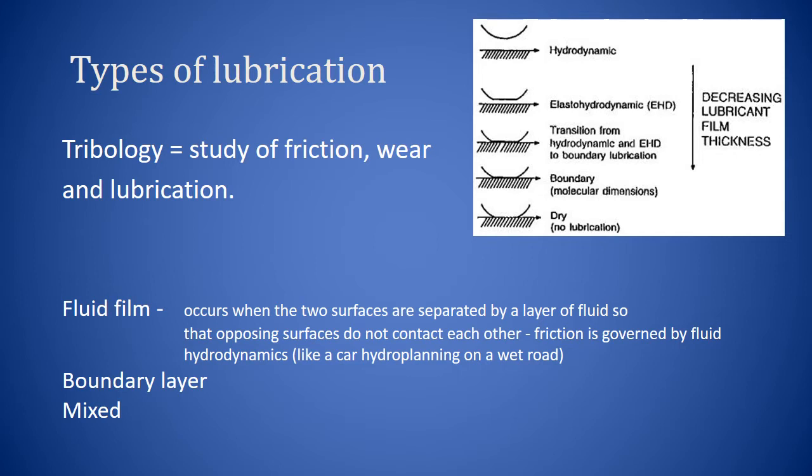An example is a car hydroplaning on a wet road, or two wet pieces of glass stuck together but sliding smoothly over each other. Fluid film lubrication then moves to boundary and mixed layer lubrication, and the diagram shows a decreasing lubricant film thickness with hydrodynamic or fluid film lubrication in the top picture, and then moving down to dry lubrication at the bottom.